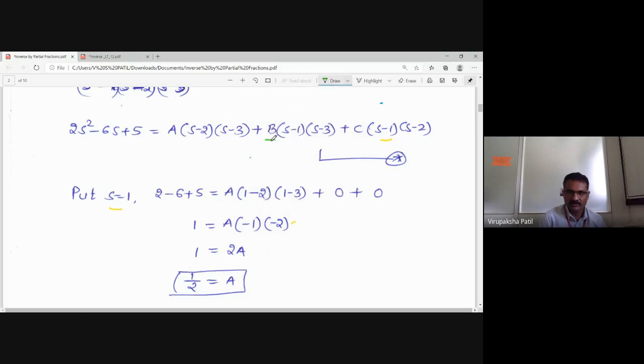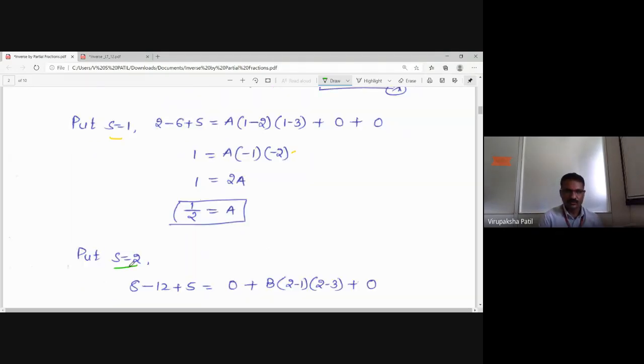You will get the value of b. To get the value of b, you have to try to make the coefficient of a 0 and the coefficient of c 0. So which is the common factor here? Here (s − 2) is there, here (s − 2) is there. Therefore, to make these two 0, to get the value of b, you have to put s = 2, we have to substitute here.